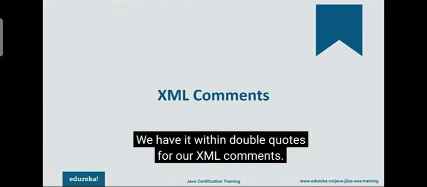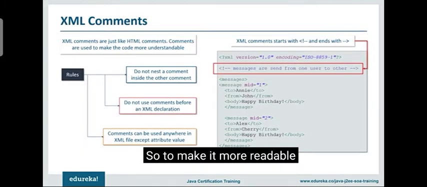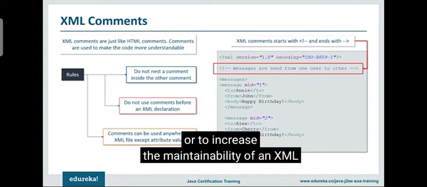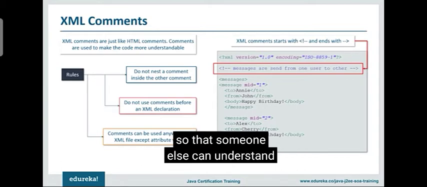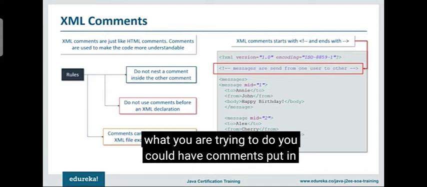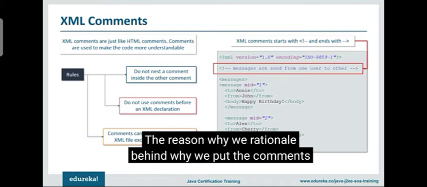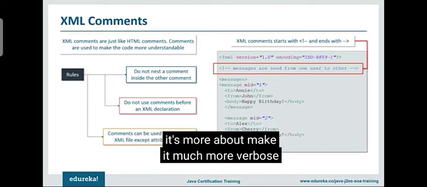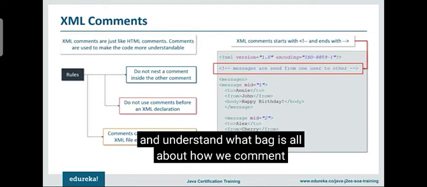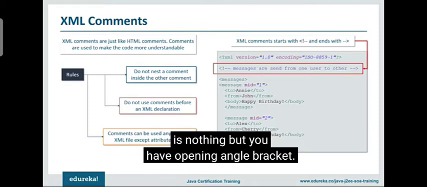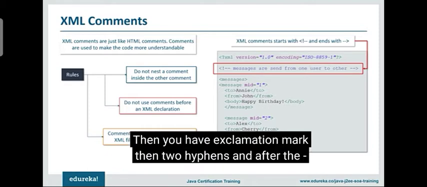What are XML comments? To make it more readable, or to increase the maintainability of an XML so that someone else can understand what you're trying to do, you could have comments put in. This is pretty much similar to comments in other languages. The rationale behind why we put comments is to make it more verbose and to understand what a tag is all about. How we comment is nothing but, you have an opening angular bracket, then you have an exclamation mark, then 2 hyphens.